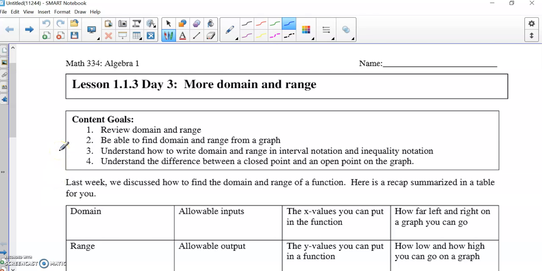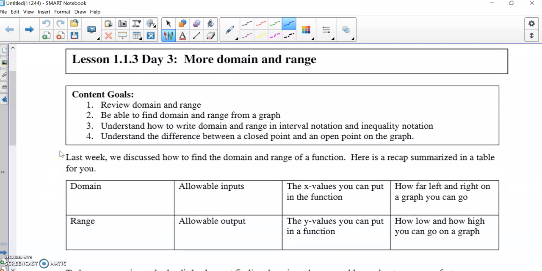Hey guys, so we are going to go ahead and continue lesson 113, and we are going to talk about domain and range a little bit more. This time we're going to introduce a few new things about domain and range. So today we're going to go over what we've already talked about regarding domain and range, and also learn about these closed and open points.